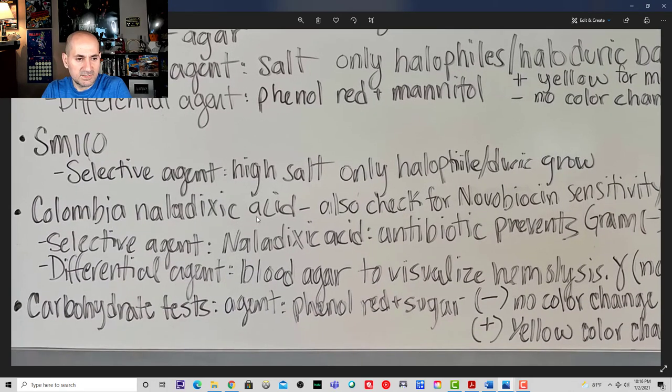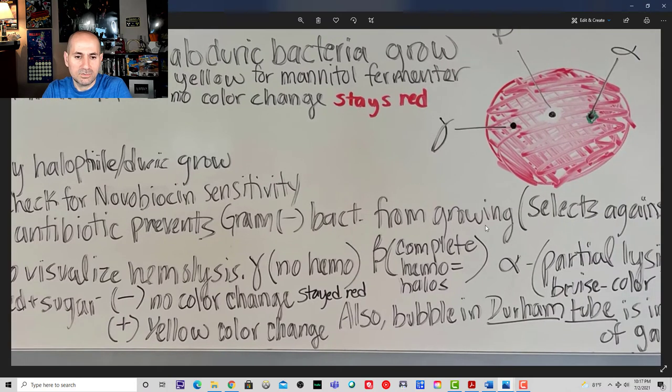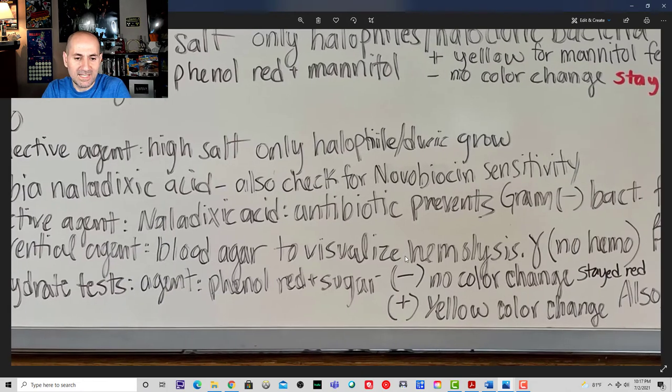What is a Columbia nalidixic acid plate? This is also known as the CNA plate. It's both selective and differential. It's selective because it has nalidixic acid, which is a type of antibiotic that at lower concentrations prevents gram-negative bacteria from growing. So gram-negative bacteria are selected against, gram-positive bacteria are selected for. Only gram-positives will grow. However, it's also a differential plate because it has blood agar. There's sheep's blood mixed in with the agar.